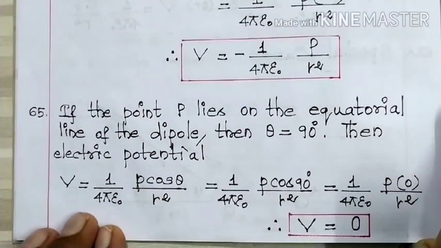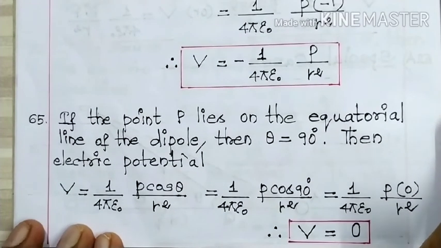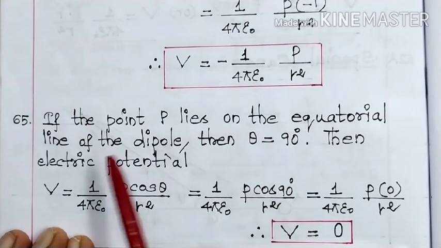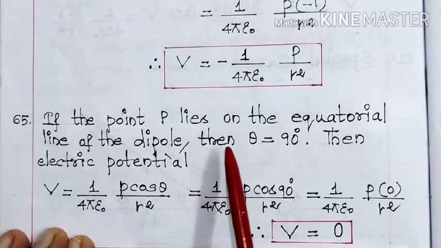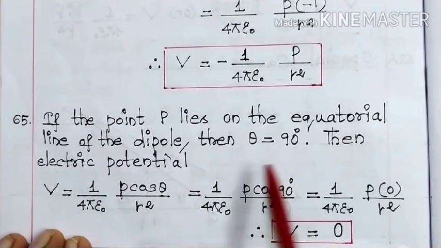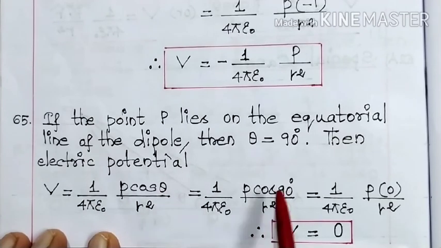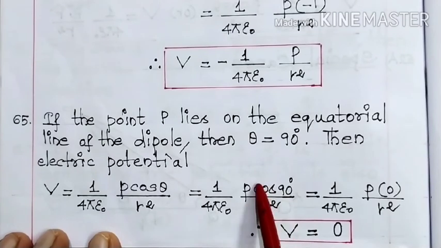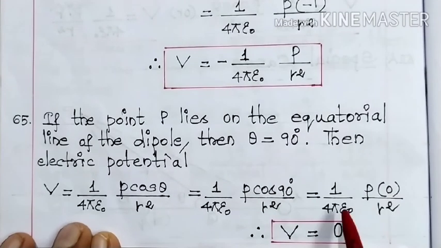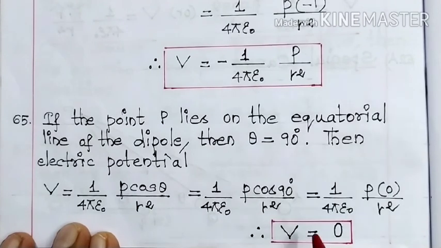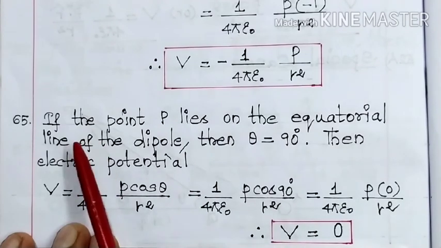Then the next point is, if the point P lies on the equatorial line of the dipole, then theta is equal to 90 degree. Then the electric potential V is equal to 1 by 4 pi epsilon naught P cos theta by R squared. So in the place of theta, let me substitute 90 degree. What's the value of cos 90? 0. So altogether this expression will become 0. So the potential is V is equal to 0 when the point P lies on the equatorial line of the dipole.